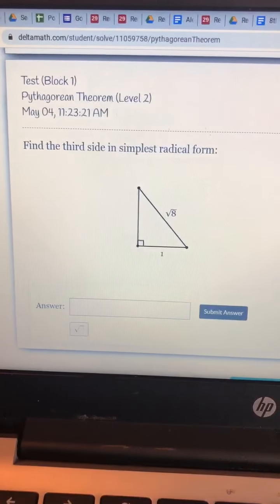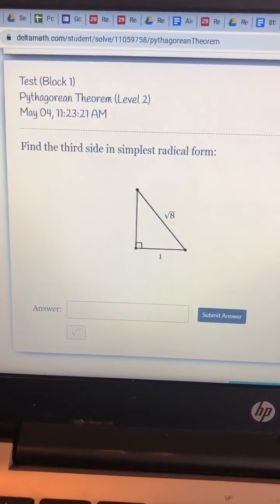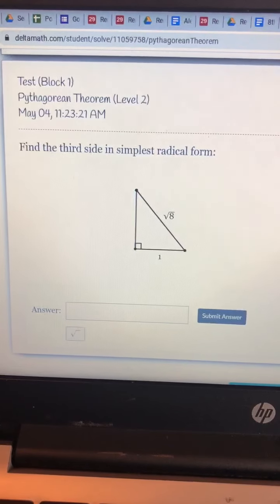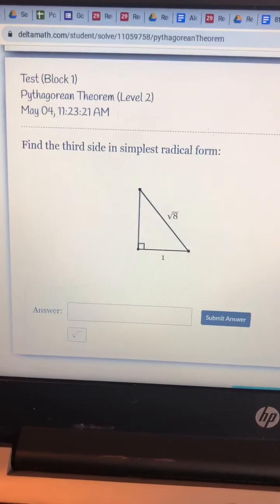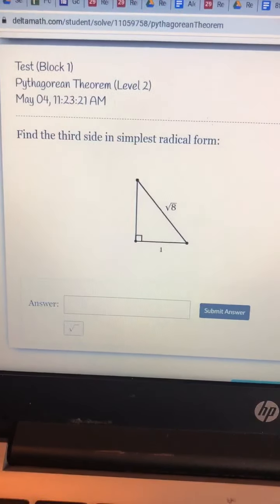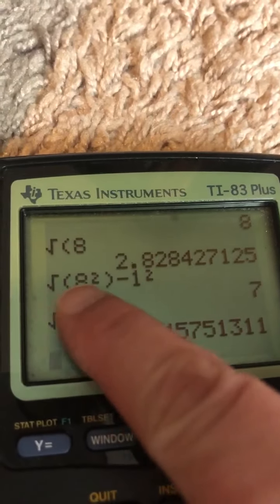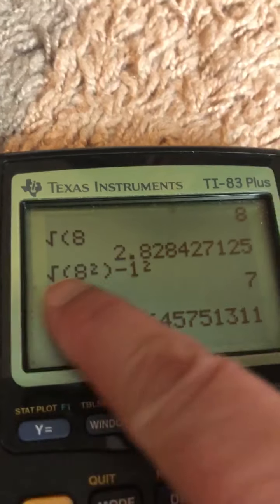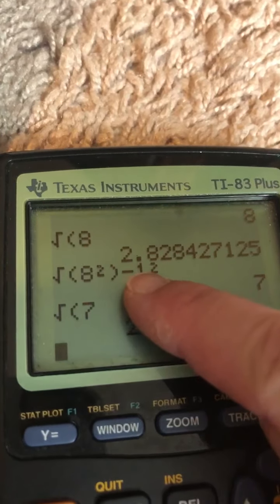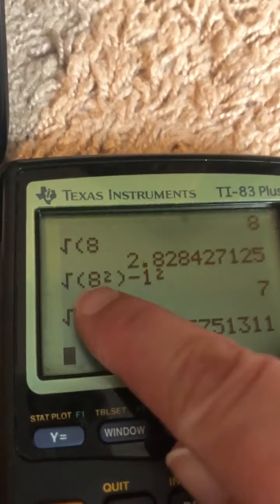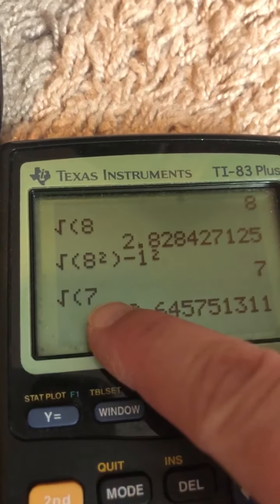Okay, so Pythagorean theorem level 2 is a little bit different. It doesn't ask you to round to the nearest tenth. It says to put it in simplest radical form. So when you look at this question, you would do the square root of 8 squared, and that pretty much just cancels them out. And then 1 squared is 1. So you have 8 minus 1, which gives you 7.